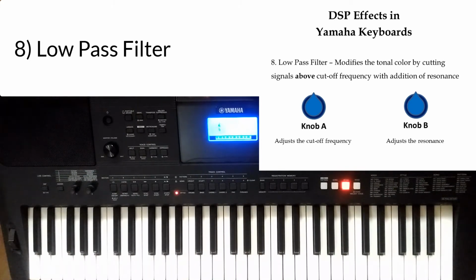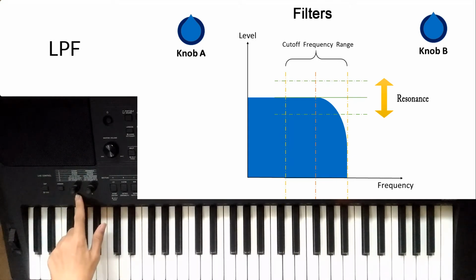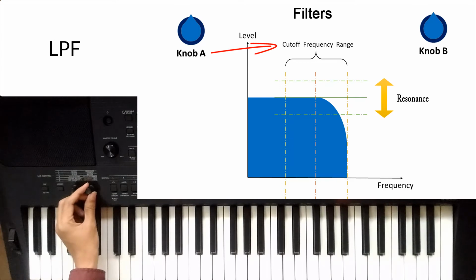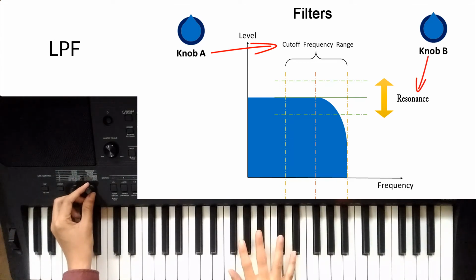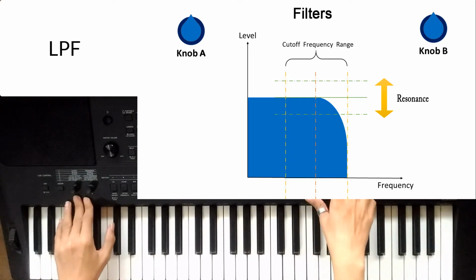Okay, so basically low pass filter modifies the tonal color by cutting signals above the cutoff frequency with addition of resonance. Okay, so what does that mean? So basically knob A changes the cutoff frequency and knob B adjusts the resonance. It adds a slight resonance or the tone becomes more bright. Okay, and the same goes for high pass filter.